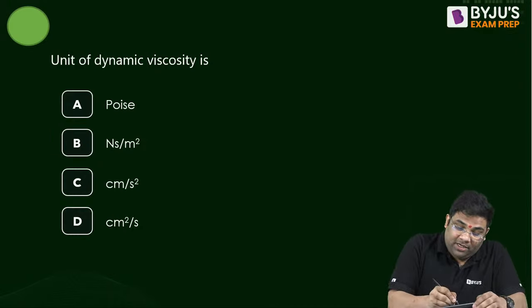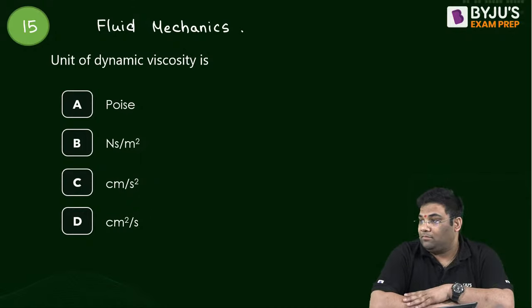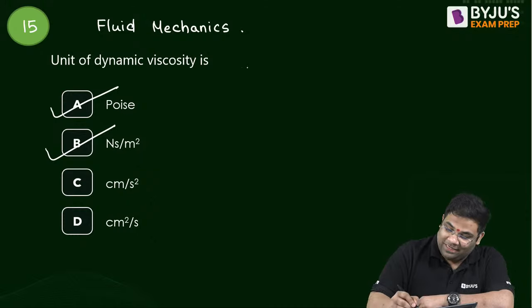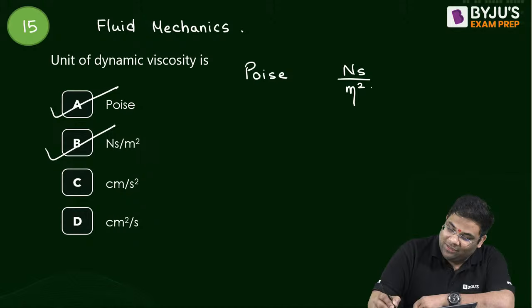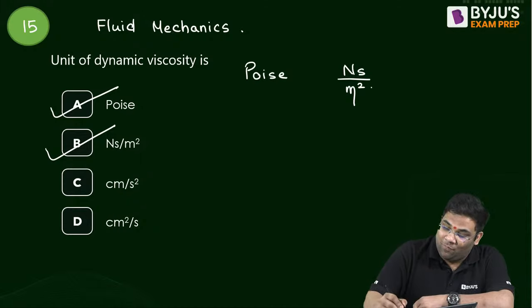Question number 15, unit of dynamic viscosity. Some questions from fluid mechanics also. Tell me the right answer. Actually, here two options are correct. Poise is correct, and Newton second per meter square is also correct. It's a typing mistake; it should have been Stokes. And 1 Newton second per meter square is equal to 10 poise.